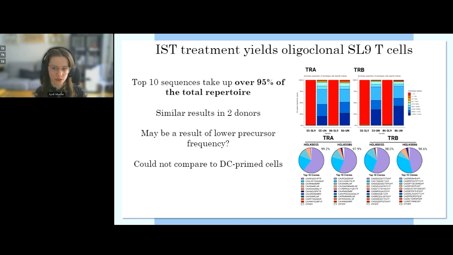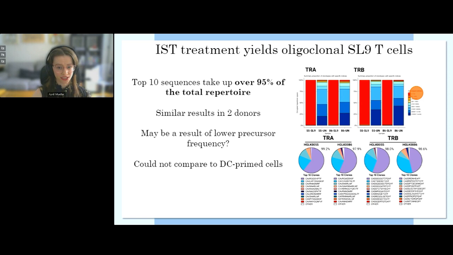The top 10 sequences for these 2 samples, where we looked at 2 different donors instead of comparing to SL9 or comparing to dendritic cells. So here we have donor 55 and donor 86. In both cases, the unstimulated samples have a lot of this dark blue, a lot of variety, whereas in the stimulated samples, almost 100% of the repertoire is taken up by the top 10 clones.